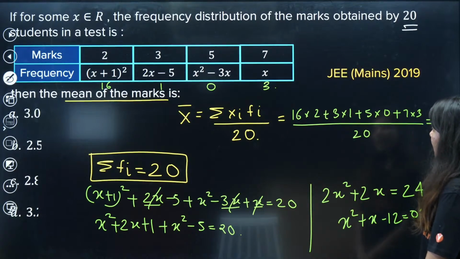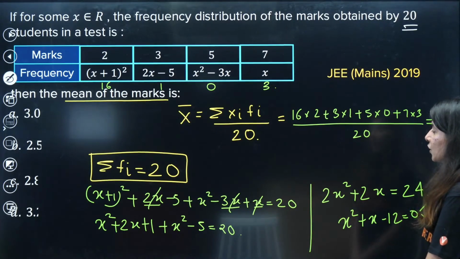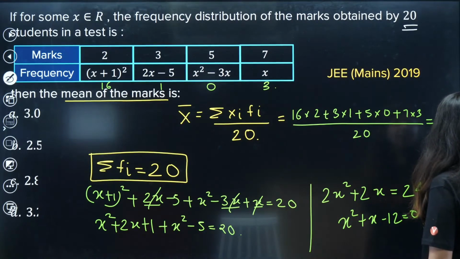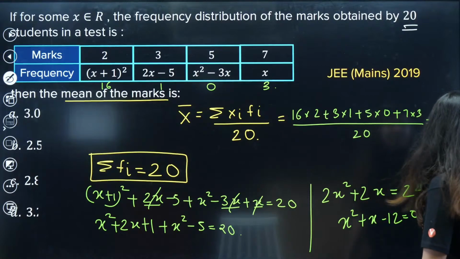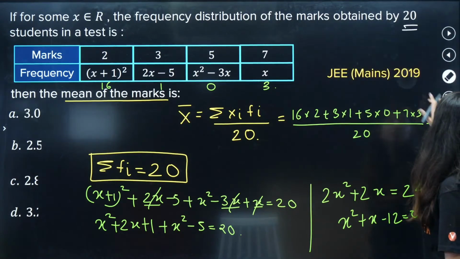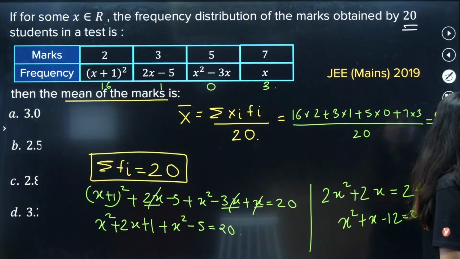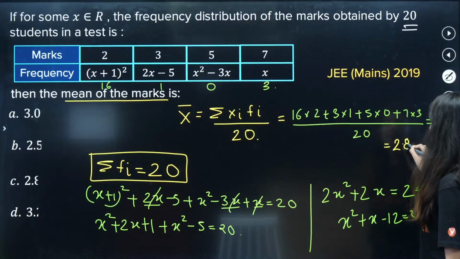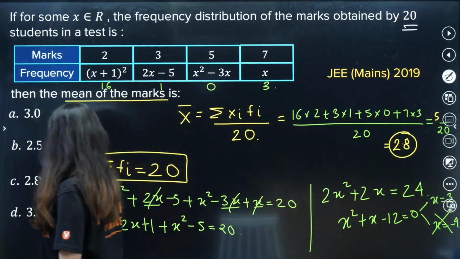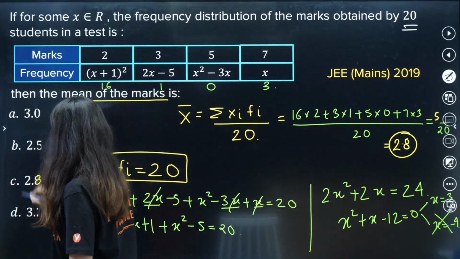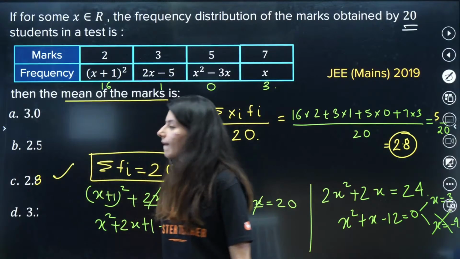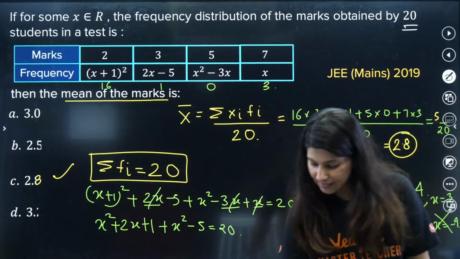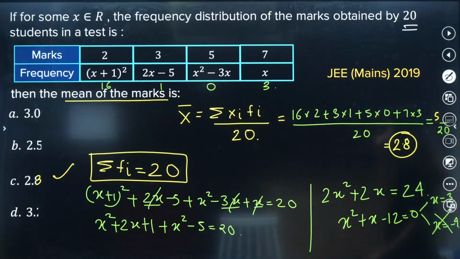And 16 into 2 is 32, plus 3 is 35. 35 plus 21 would be what? 46 by 20? Is it? Not 46, 56 by 20. So this would be 56 by 20. That would be 2.8, the correct answer. So 2.8, that means option C is absolutely right. Yes, perfect. Shall we move on to the next question now?